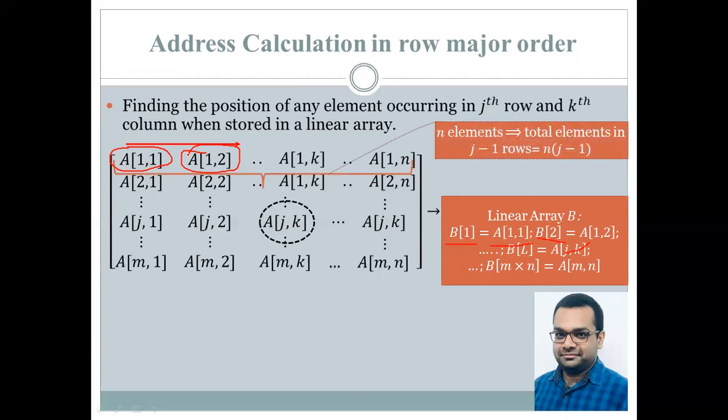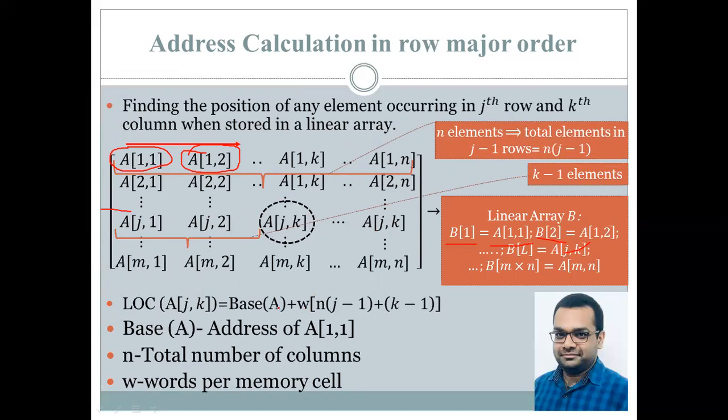So progressing in this way, before reaching ajk, we would have scanned through j minus 1 rows, that is the row just above the jth row. And since each row contains n number of elements, which is equal to the number of columns, therefore the total number of elements you would have scanned through will be n into j minus 1. Further, before reaching ajk inside the jth row, we would have scanned through k minus 1 elements.